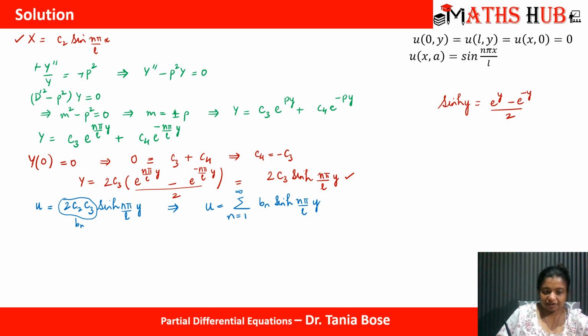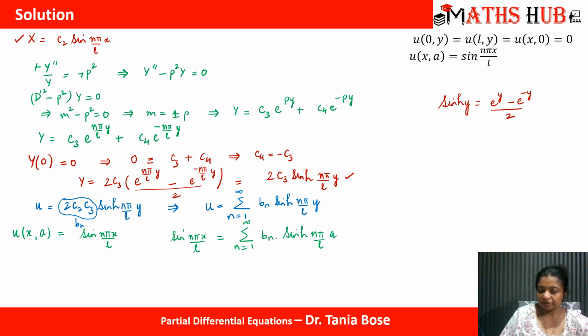The last condition that is given to us is u at x comma a is equal to sine n pi x by L, right? So let us put this. So we have sine n pi x upon L is equal to summation n going from 1 to infinity Bn sine hyperbolic n pi by L into a, right?